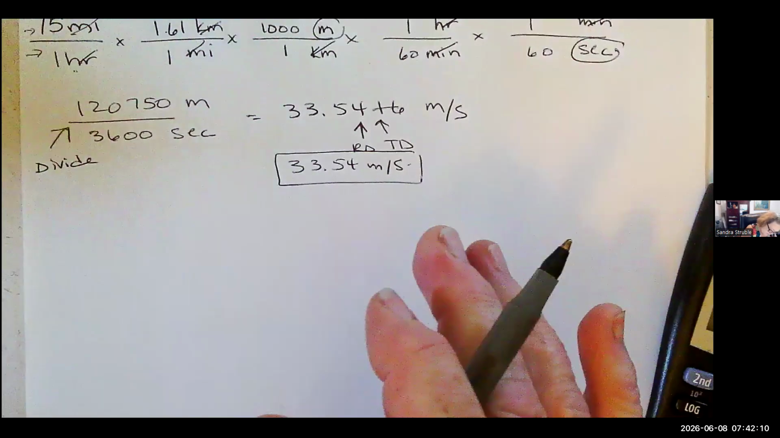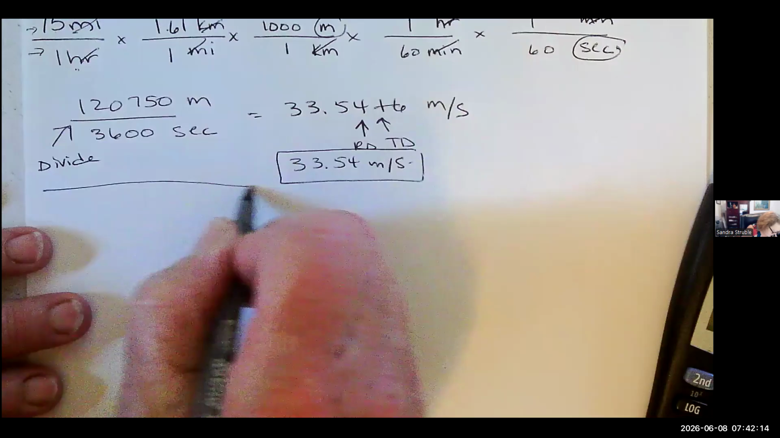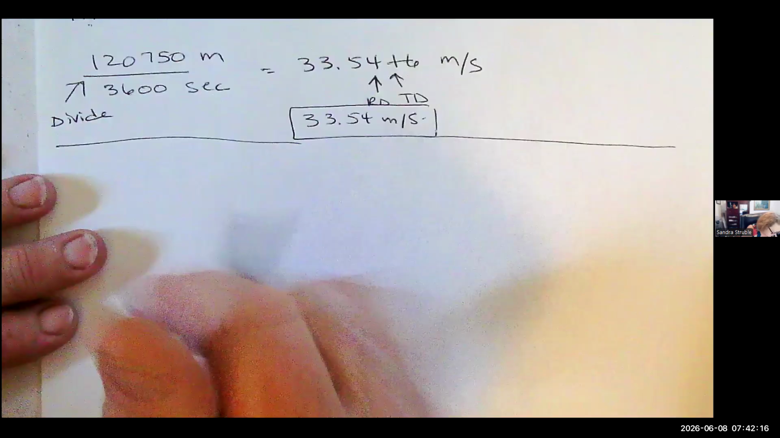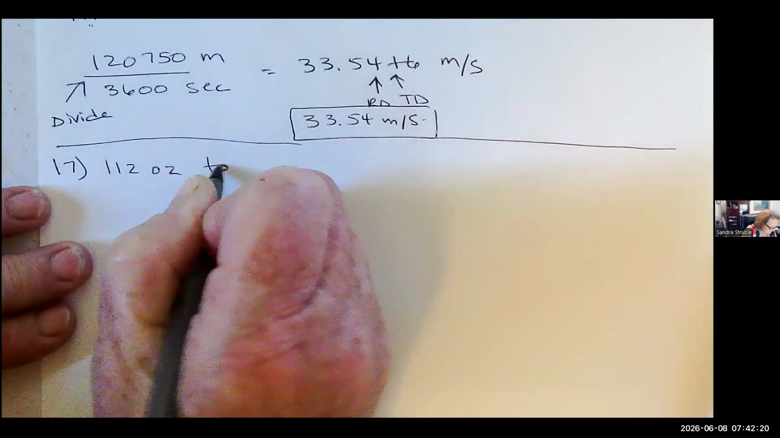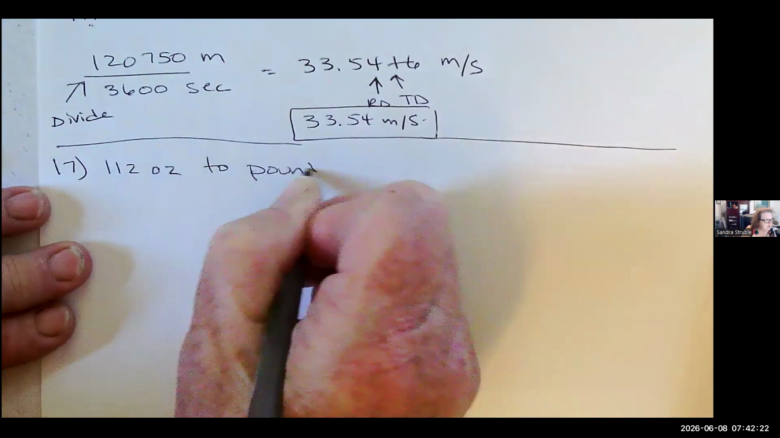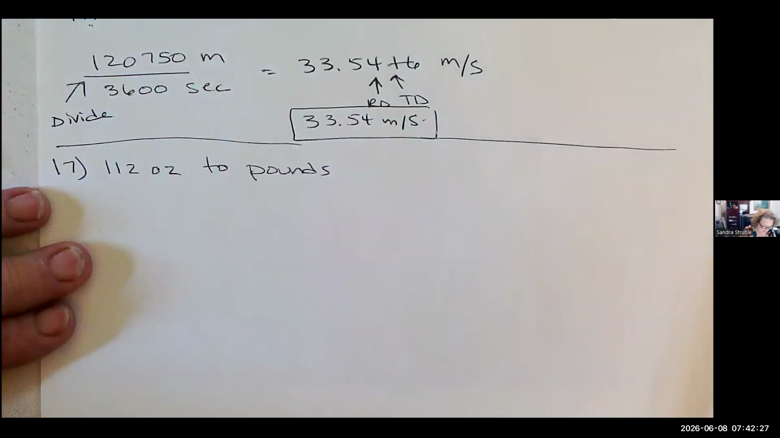All right. 17. 112 ounces to pounds. All right. So for our volume, oh no, this is weight. I'm sorry, this is weight, ounces to pounds. And this is all American. And we just need one conversion. 16 ounces is 1 pound.